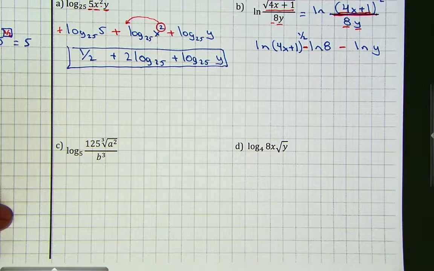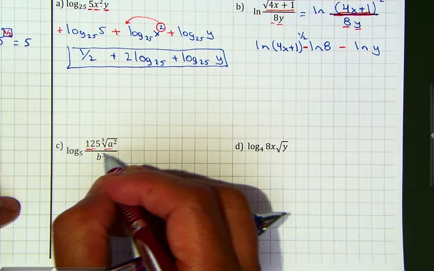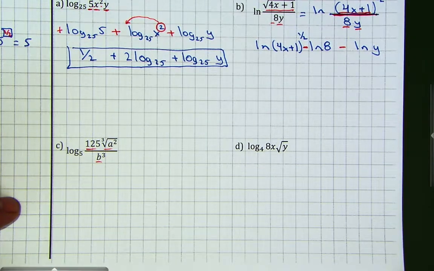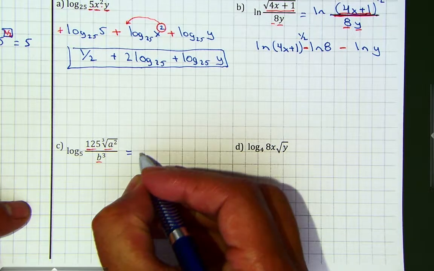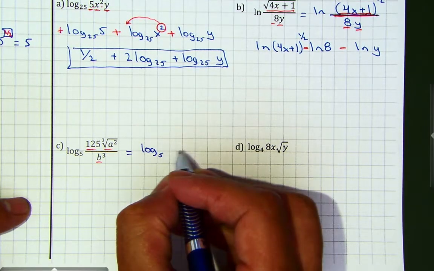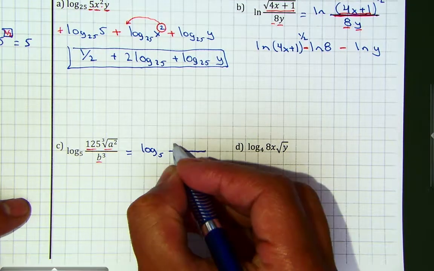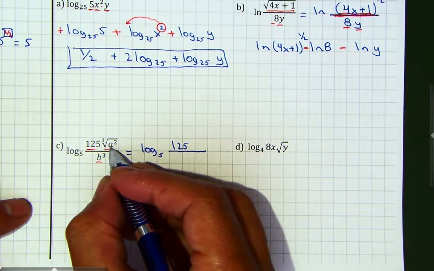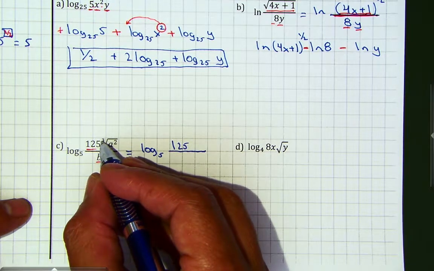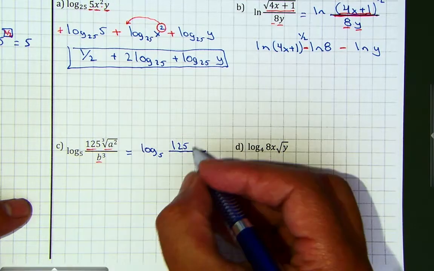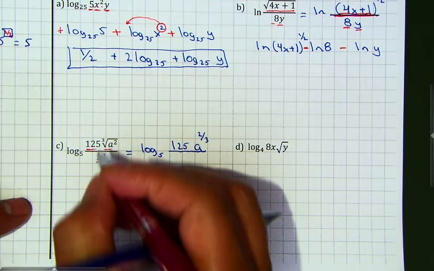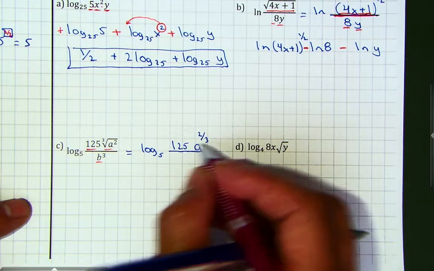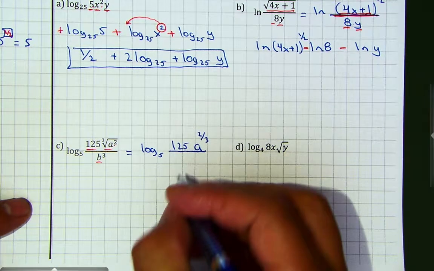So in this case, I need to be able to decide how many components do I have? 3, right? Now let's go and rewrite this first. So let's go and take the time to rewrite it as a log base 5 of 125. I can rewrite the a squared to the cube root, I can rewrite it as a to the 2/3. Remember that this is the root, that is the exponent. And now we have b to the 3rd power.